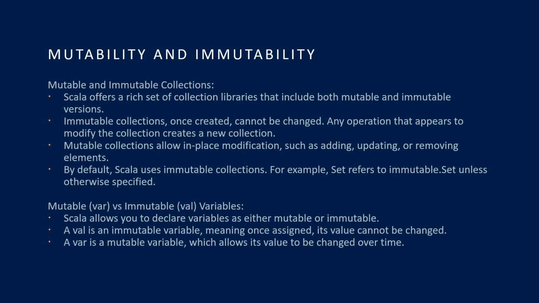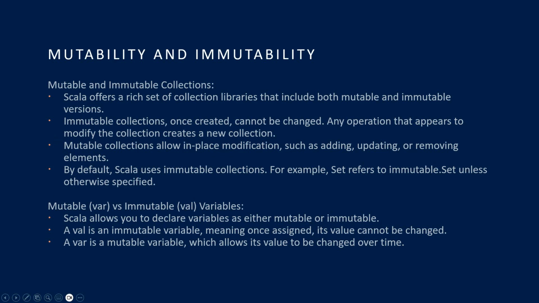By default, Scala uses immutable collections. So for example, if you're using the collection set, and you use it, it assumes you mean immutable.set unless you specify otherwise. So you can do that and it assumes that. And then variables, so you get mutable variables var and immutable val.